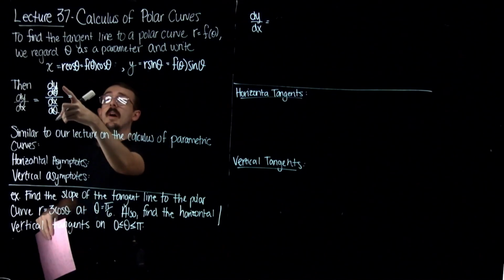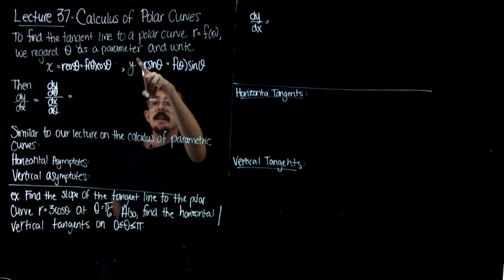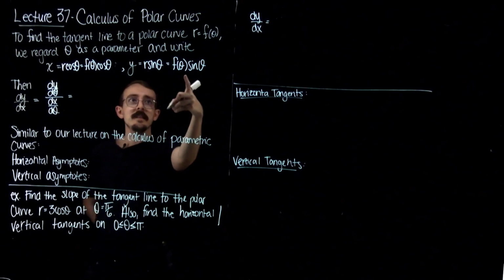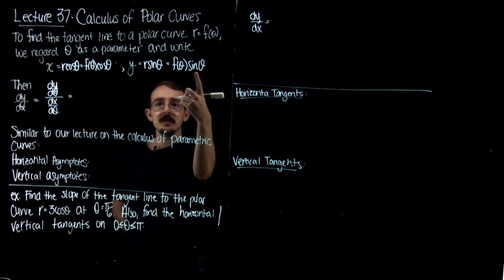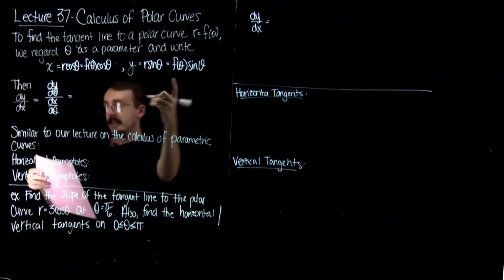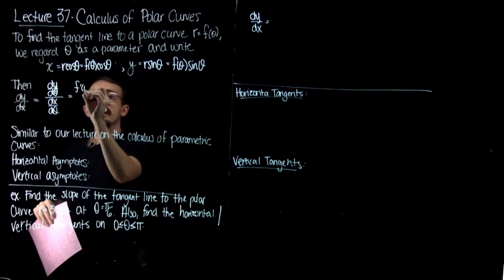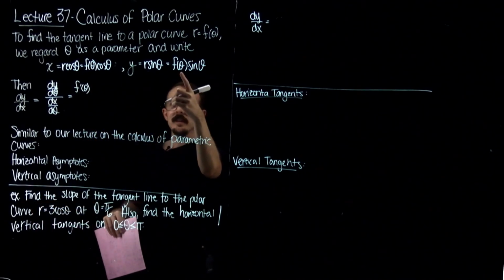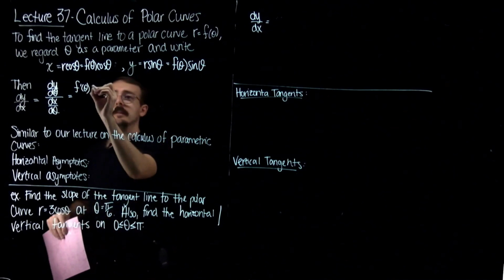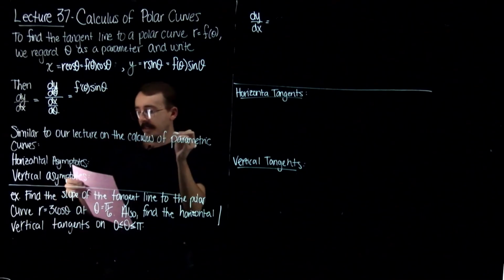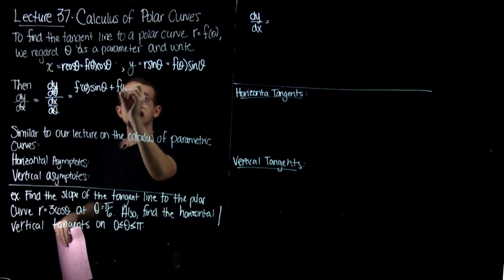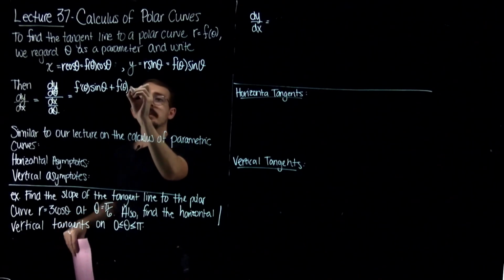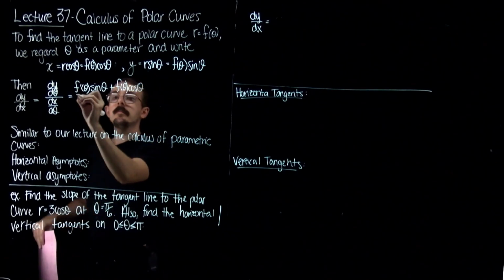OK, so I need to figure out what dy d theta is. That means I need to take the derivative of y with respect to theta. Well, what rule would you use if you need to take the derivative of this with respect to theta? You'd use the product rule. So the product rule gives us f prime of theta, that's the derivative of the first one, and we rewrite the second one. Then we do plus, and we switch the order: we leave the first one alone and multiply by the derivative of the second, which is cosine theta.